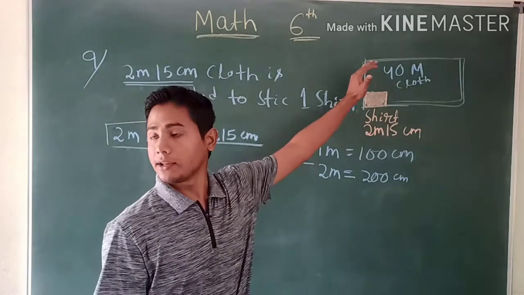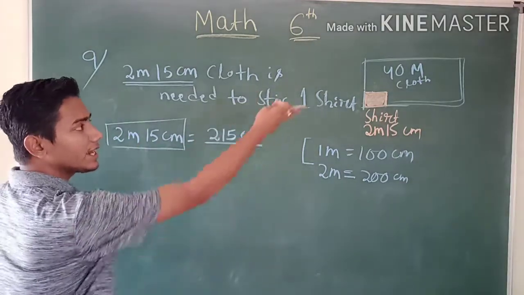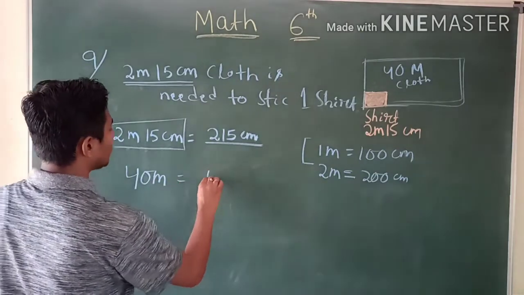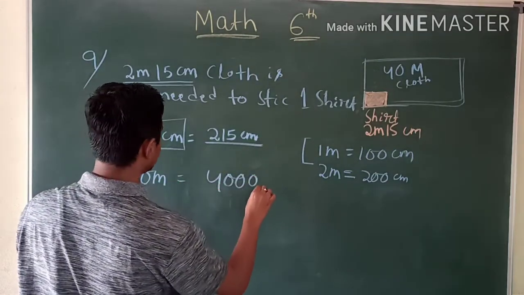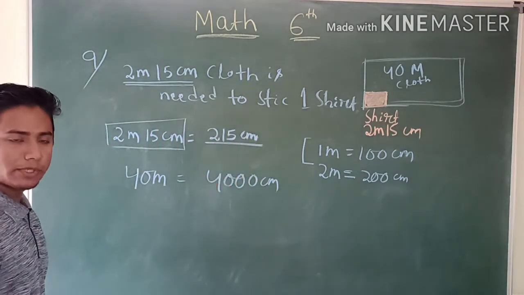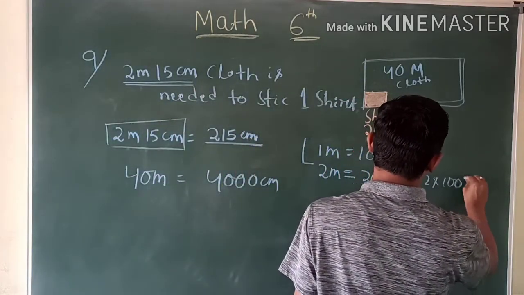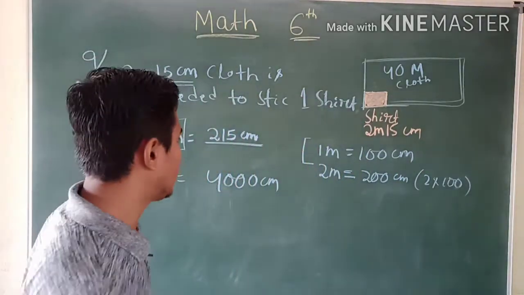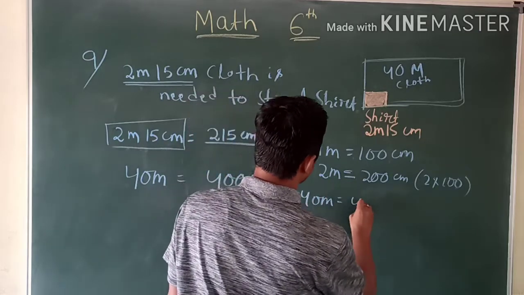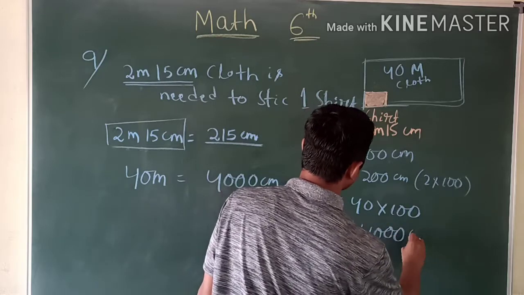So we have a total of 40 meter cloth. Now convert this to the same unit. Here it is meter but here it is centimeter. So now 40 meter equal to 4000 centimeter. Now think how. 1 meter equal to 100 centimeter. So 2 meter equal to 200 centimeter, 2 into 100. In the same way, 40 meter equal to 40 into 100, that is 4000 centimeter.